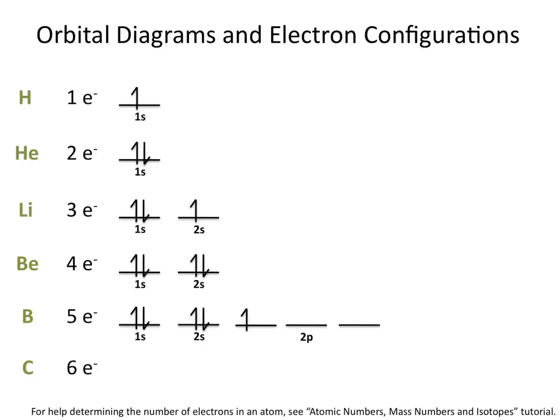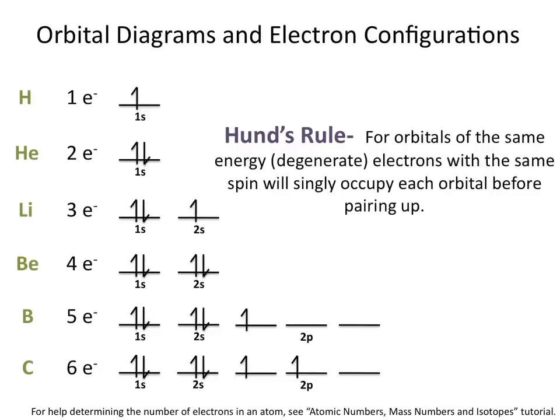Now let's draw the electron configuration for carbon. We start with the 1s, placing our 2 electrons with opposite spins, then the 2s, again electrons with opposite spins, and then the 2p. We place our first electron in one of the unoccupied 2p orbitals, and when we go to place the 6th electron, instead of immediately pairing it up, we place it in one of the unoccupied 2p orbitals. So Hund's rule says that for orbitals of the same energy, or degenerate orbitals, electrons with the same spin will singly occupy each orbital before pairing up.